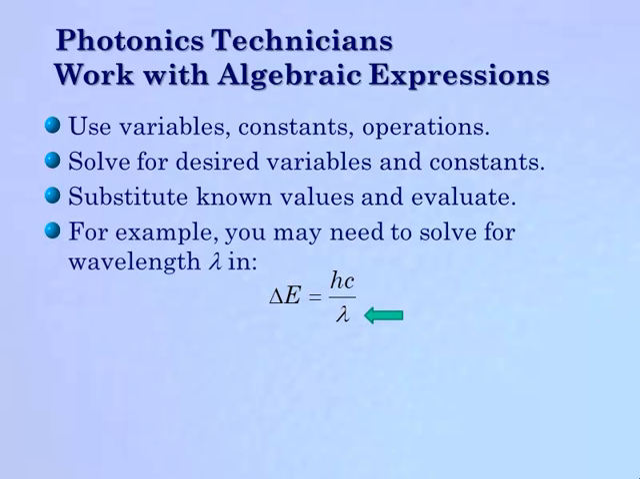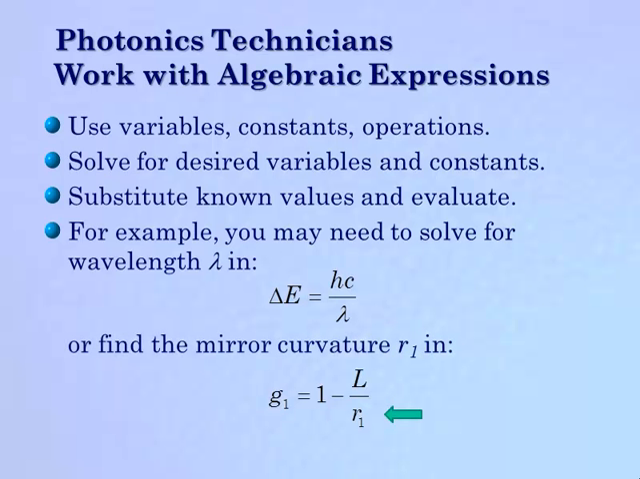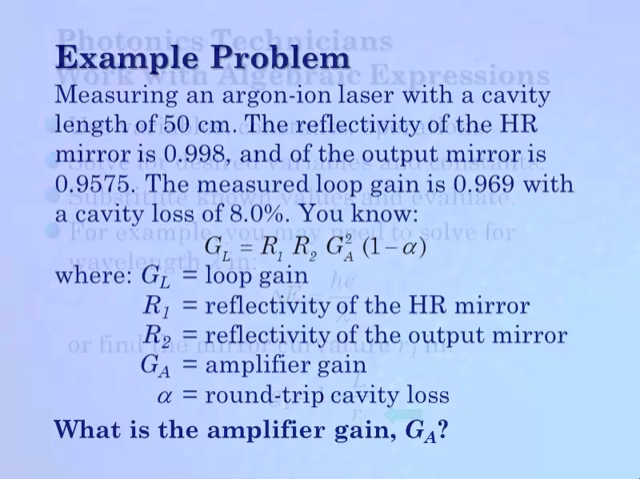You may need to solve for the wavelength lambda in the expression delta E equals hc over lambda. How do you get to that lambda down there in the denominator? Or you need to find the mirror curvature r sub 1 in the formula g1 equals 1 minus L over r1. Again, how would you get r1 all by itself on one side of the equation? Well, we'll find out in this module.